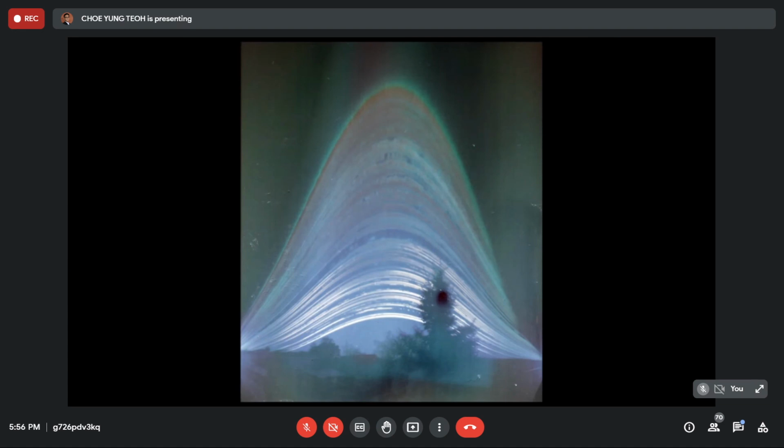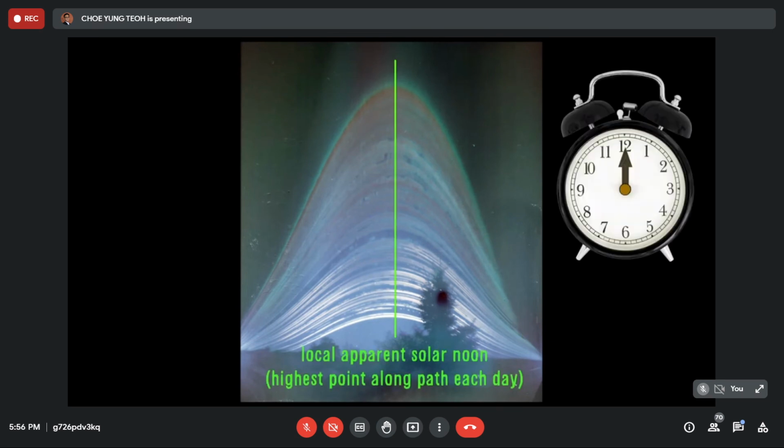This is a solograph, a picture of the sun's path across the sky every single day. If our clocks actually told us local apparent solar time, if you took a picture of the sky every day at noon, you should get a line of suns. But this is what really happens.